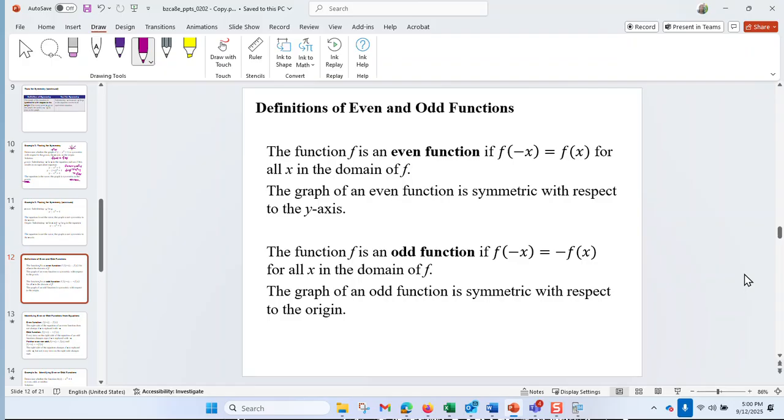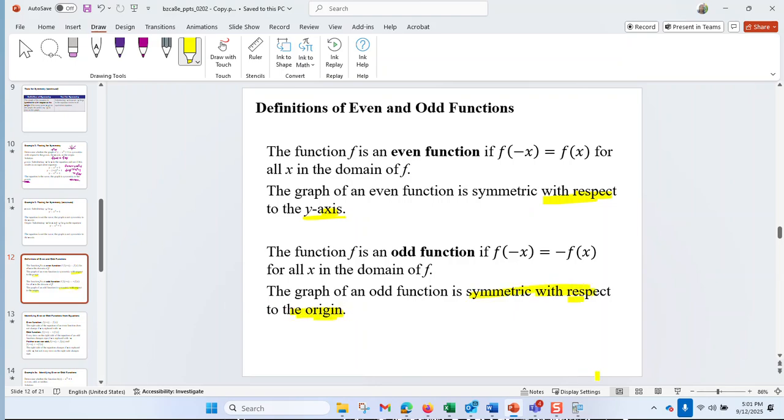Alright, so that's the even function. The odd function, so what's the odd function? Look at it: the even function is symmetric with the y-axis. The odd function is symmetric with respect to the origin.